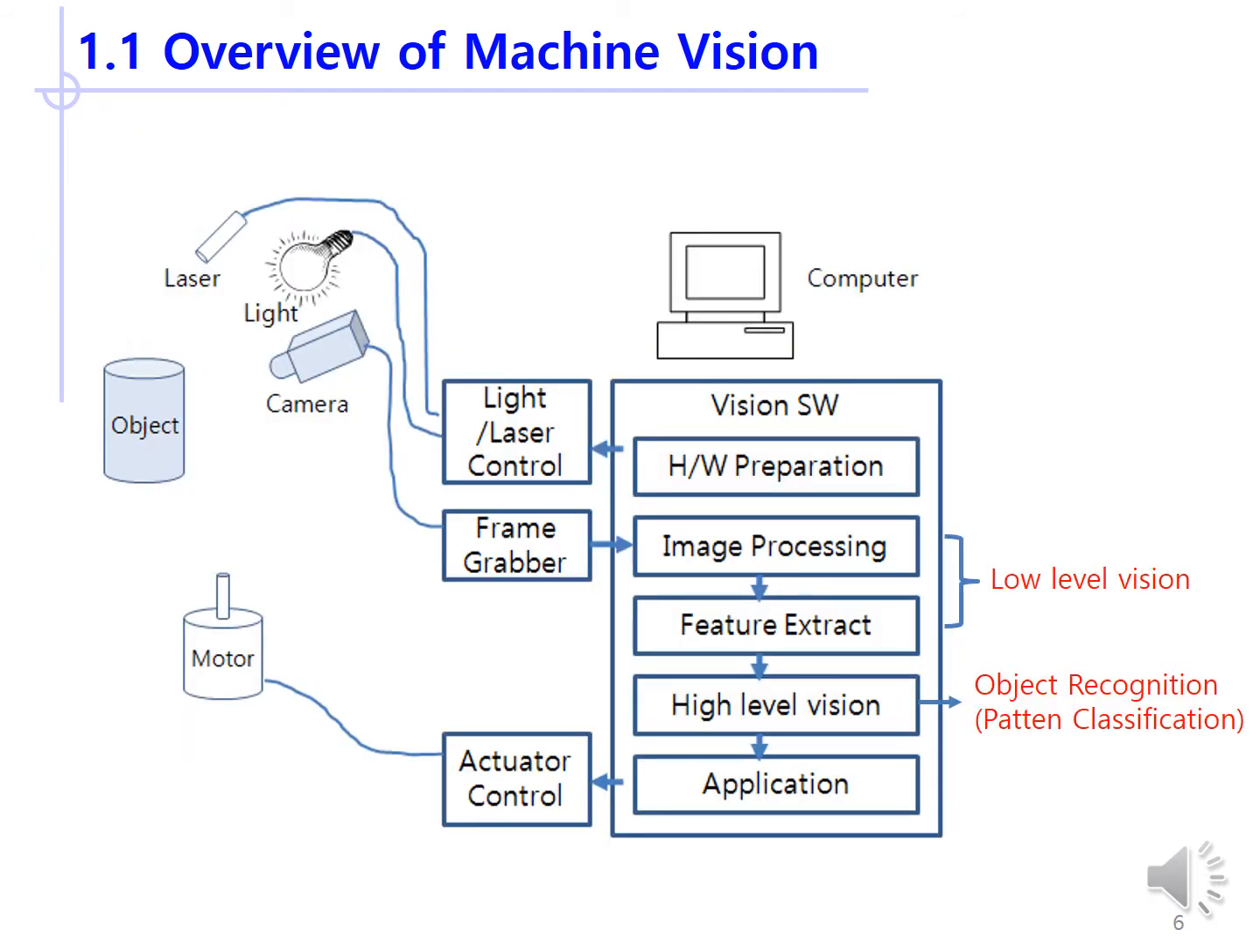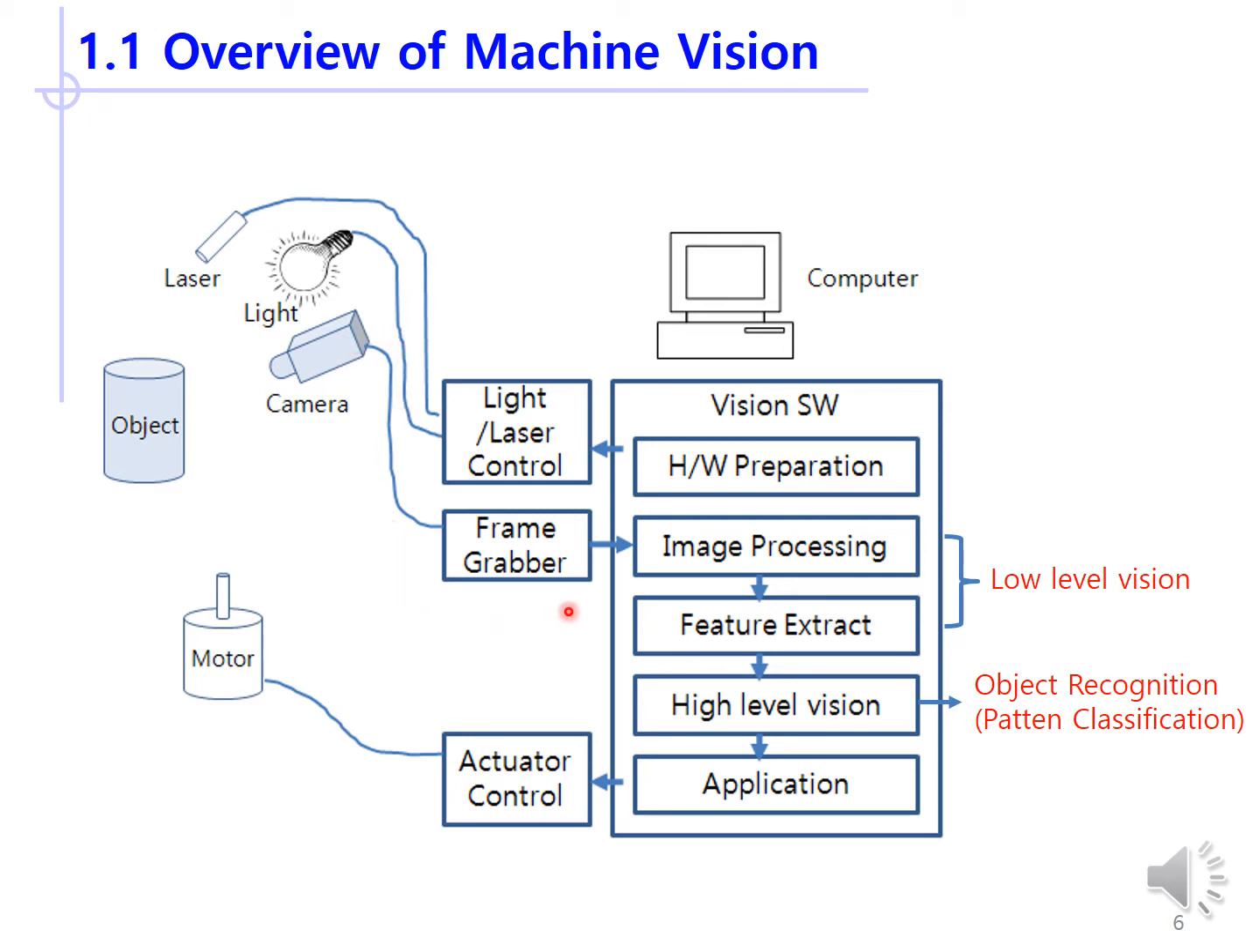This diagram shows the hardware and the software of the machine vision system. There is a lighting system and sometimes a laser system to capture the 3D information. The lighting system is very important to eliminate unnecessary shadows or highlights.